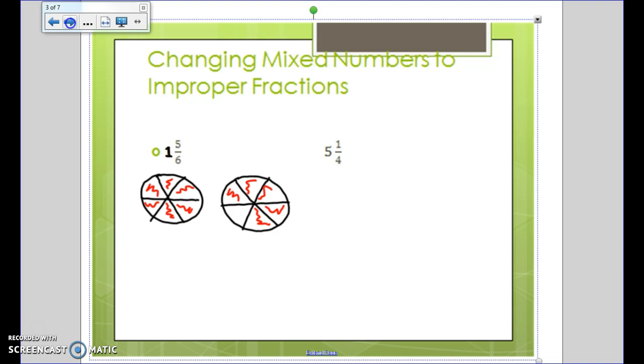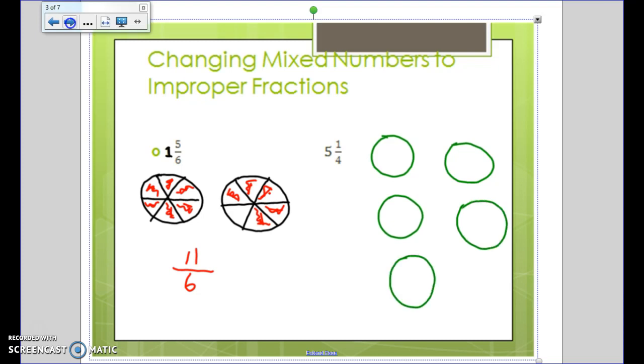Well, to be an improper fraction, I would need to know how many total sixths I have. And so I would have 1, 2, 3, 4, 5, 6, 7, 8, 9, 10, 11. 11 sixths would be the same as 1 and 5/6 because I have 11 1/6 pieces, or we would write that as 11 sixths. Okay, let's take a look at the next example here, and I chose a big number, 5, so I'm going to draw 5 wholes and 1/4 of the next.